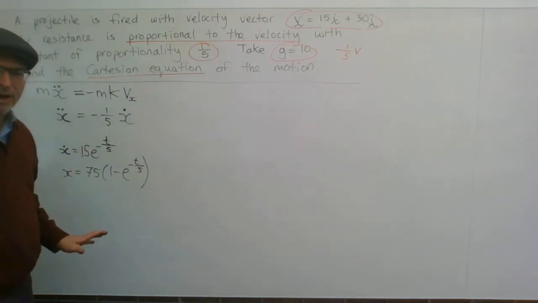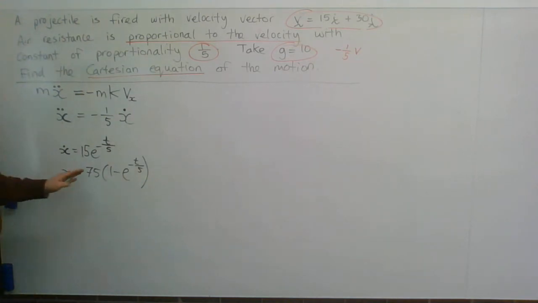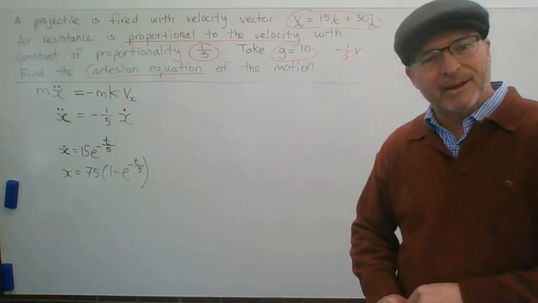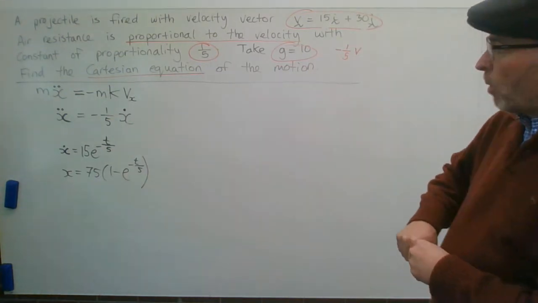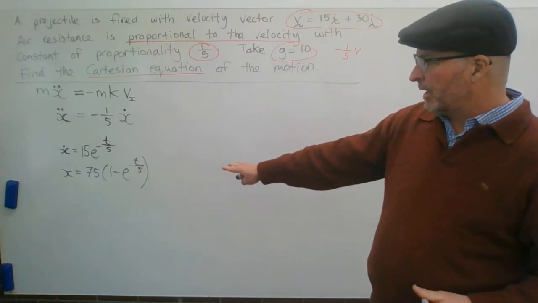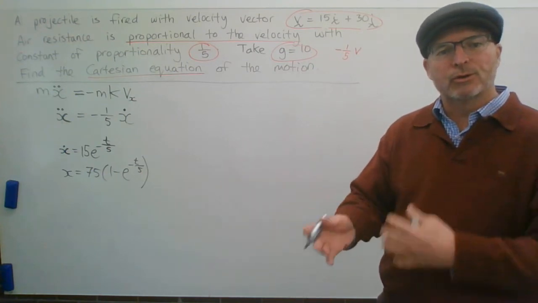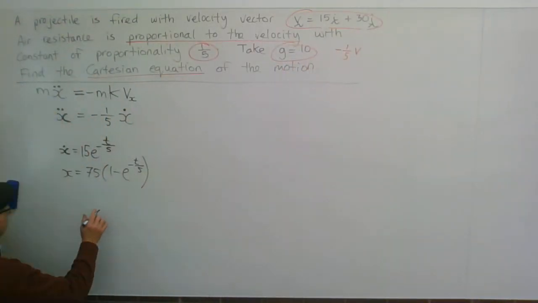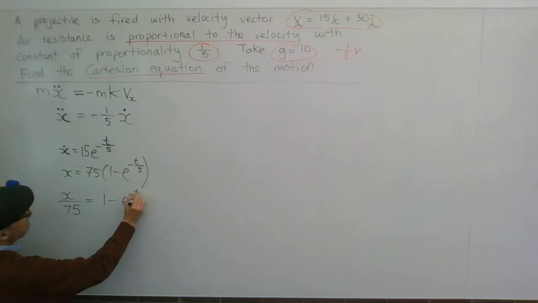Now later on I'm going to want to know what t is. It may be easy to write t in terms of x from this, or I can't imagine it will be any easier from the vertical equation because that's going to involve another force. So I might, while I've got this here, write what t is in terms of x so I can do my replacement later on. So this is saying x on 75 equals 1 minus e to the minus t on 5.